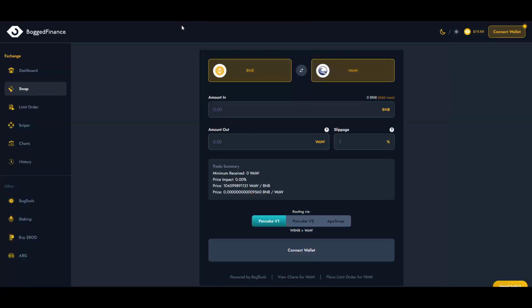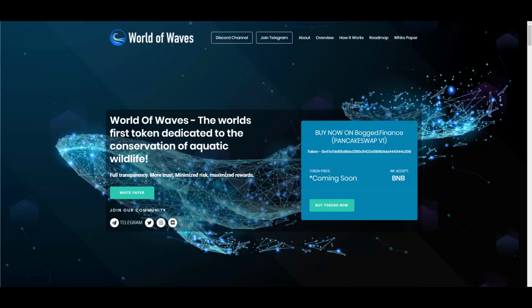Getting into the buying, you can buy it on Bogged Finance, as you can see. You need to use the Pancake V1 routing here, and then you can simply purchase with the amount that you like, all right? And yeah, this is quite cheap right now, before the CoinMarketCap listing. So if you guys are interested, you can jump in. You also have a contract here if you want to use the PancakeSwap V1 directly.